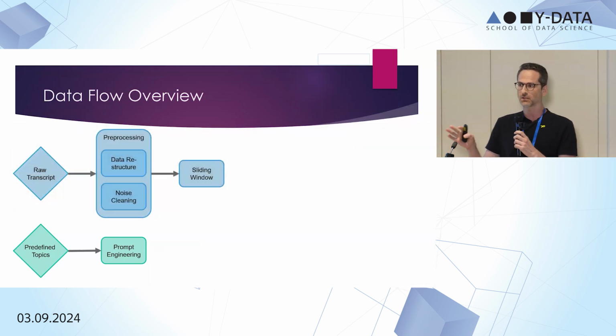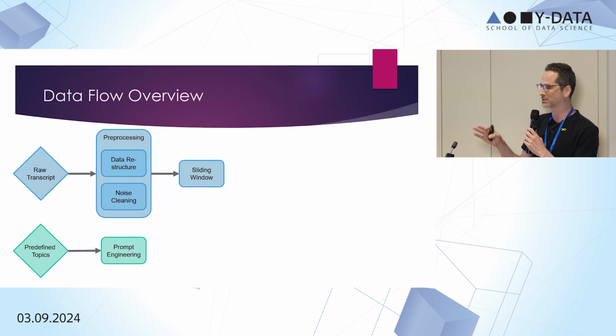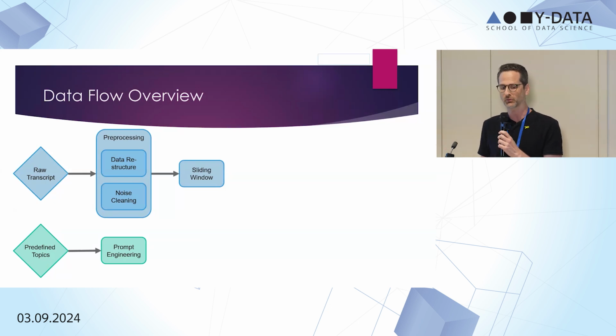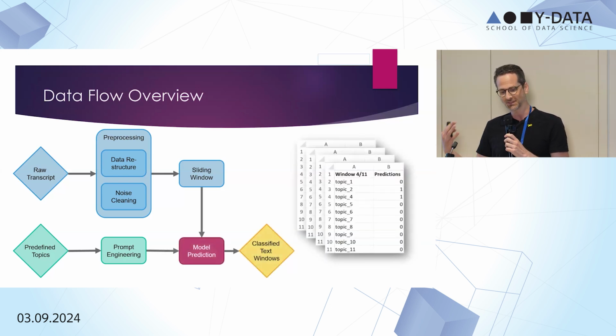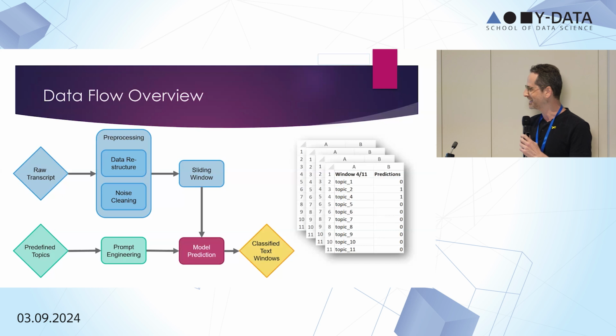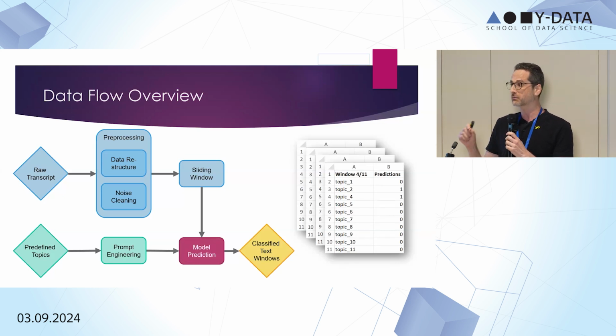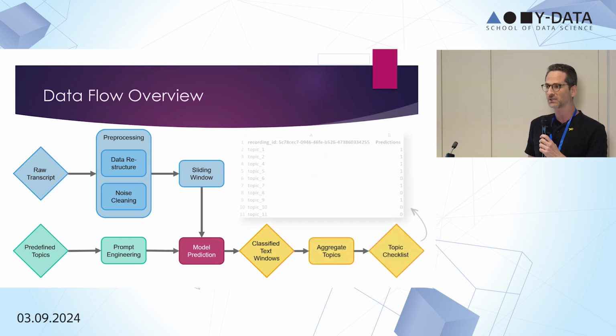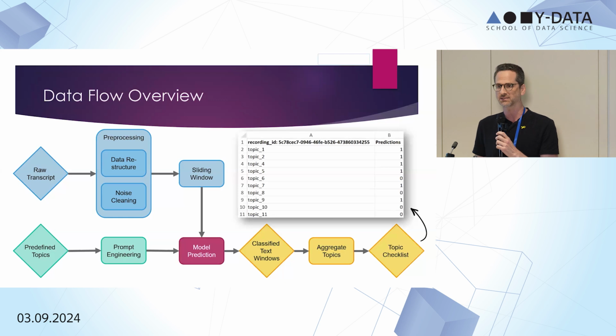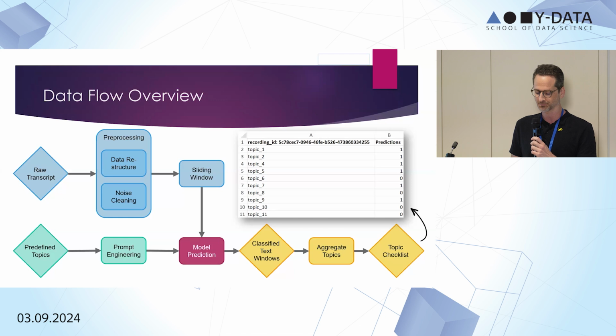Okay, so as I said, there are two things that the model receives as input, both the transcripts and the topics. Then the model does its magic, and it provides an output with the classified text windows, where each of these texts now has its own list of predicted topics. The only thing left at this point is to aggregate all these partial lists into one comprehensive list for the entire conversation.